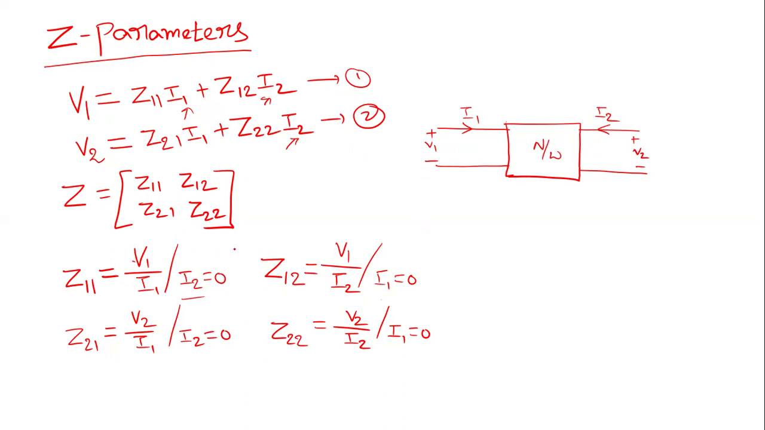These are the Z parameters of a given two-port network. These are the set of equations that govern the Z parameters. Here V1, V2 are the dependent variables. I1, I2 are independent variables.